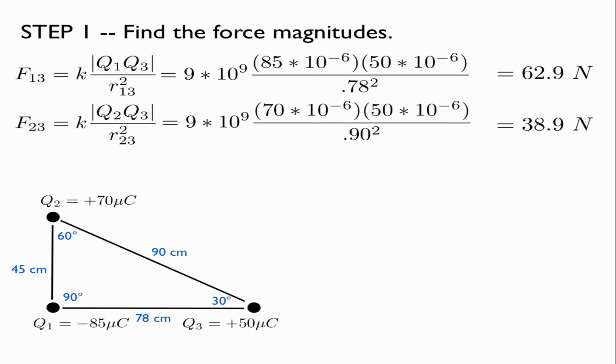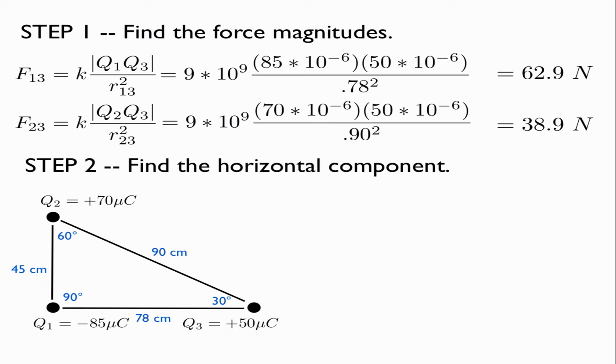Now remember that forces are vectors. So if we wish to find the net force magnitude, we have to break each of these forces into its components, add the components, and then we can take the sum of the squares and the square root to give us the magnitude. So we'll start by finding the horizontal component.